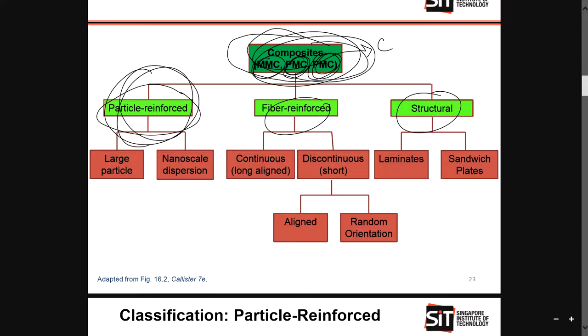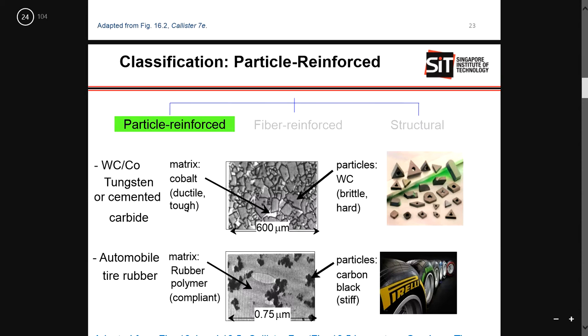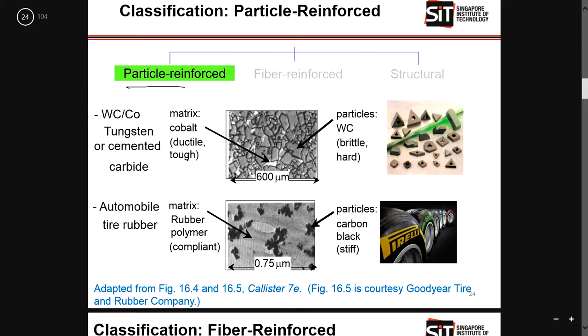The particle reinforcement is either a large particle or the nanoscale dispersion, meaning very small particles that you cannot see with your eyes. I believe these two pictures are talking about the nanoscale dispersion, although this is in terms of micrometer scale. But anyway, the tungsten carbide, WC, is for brittle and hard, while the cobalt material is for ductile and tough. So they mix both of them together.